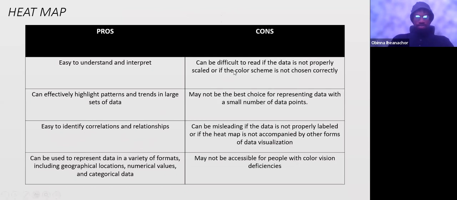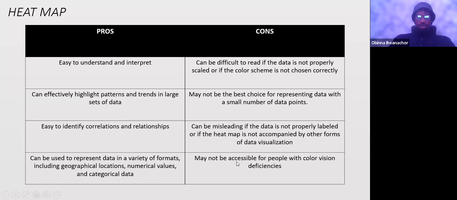And the cons are it can be difficult to read data if it's not properly scaled or the color scheme is not chosen correctly. So where you have outliers, right, it might alter the color scheme, right? So it might be hard to interpret or find patterns in those kinds of data. And then it may not be the best choice when you have a small number of data points. It can also be misleading if your data is not properly labeled or if the heat map stands alone, right? So usually you use the heat map alongside other visuals. But if you have the heat map alone, it might often be misleading.